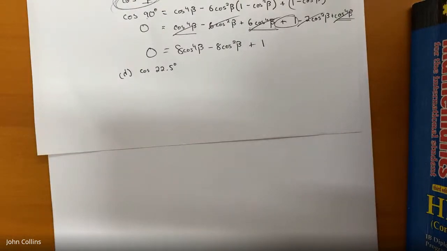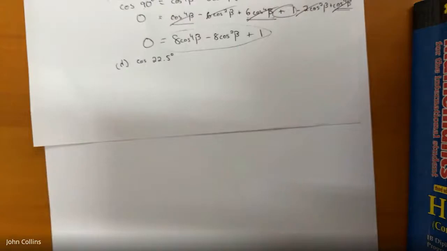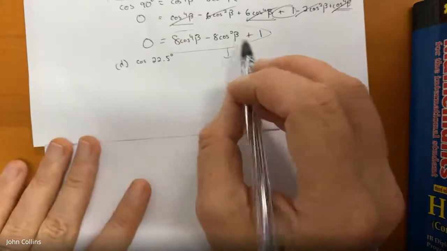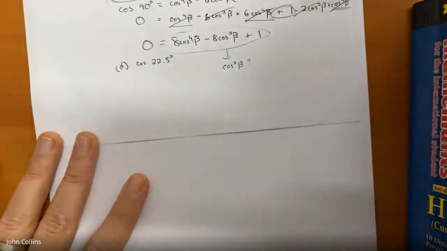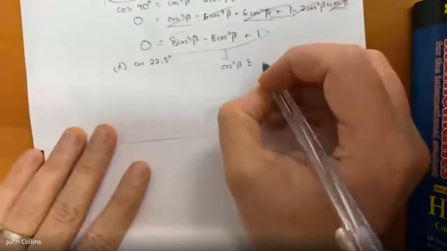I think. Right. So this is like a quadratic, isn't it? Yeah. Okay. So maybe could I solve it for cos squared beta? I could get cos squared beta out of the quadratic.